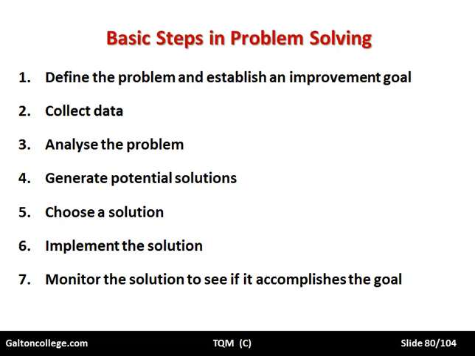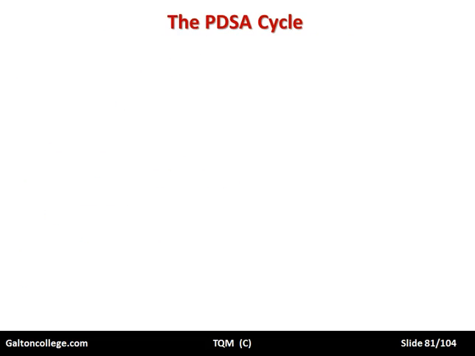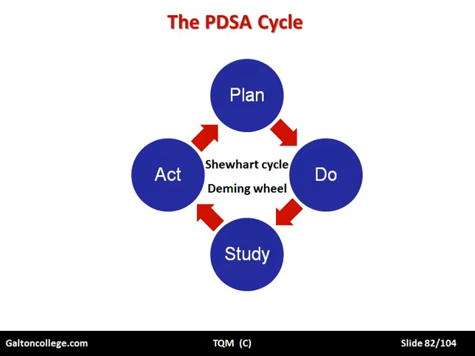Now, having said that, we can move to one particular view of this, which is the PDSA cycle. PDSA simply stands for Plan, Do, Study, Act. Shewhart cycle, or the Deming cycle as it's sometimes called. The idea is to plan, to do, then to study what you've done, and then act. So we'll just go around the circle to see what's done.